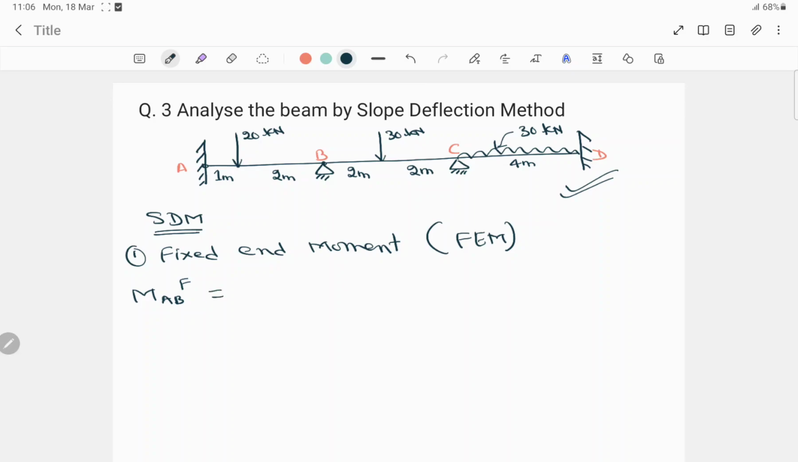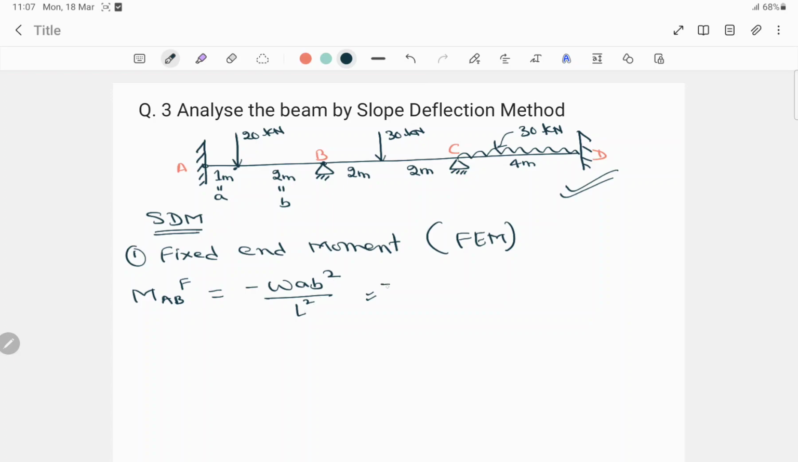From A to B, a point load is acting, where from A it's a 1 meter distance to the load, and from this point to B it's 2 meters. So this load is not acting at the midspan. In this case, the formula for finding the fixed end moment is minus W times A times B square by L square, where this distance is A and this distance is B. So when it's from A to B, the formula is minus W A B square divided by L square.